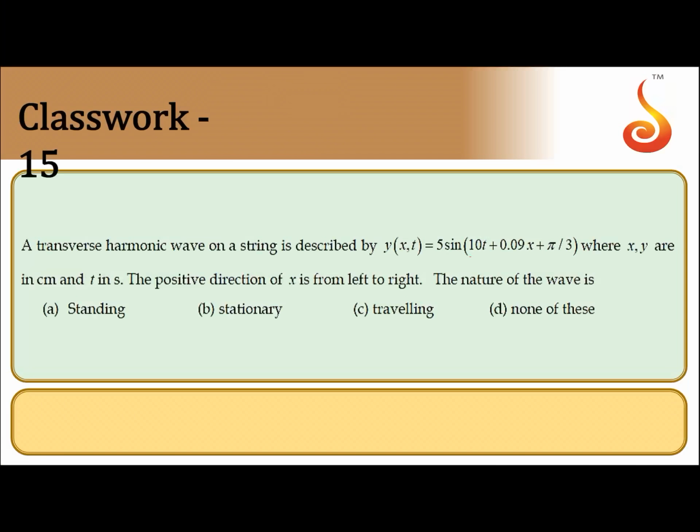See, here it is of the form A sine of omega t plus kx plus phi. So this represents a progressive wave which is traveling. So it should be option C. Suppose if there are two trigonometric functions like sin omega t cos kx or cos omega t sin kx, then it will be a standing wave or stationary wave. Standing wave and stationary wave are one and the same. So it should be option C here.